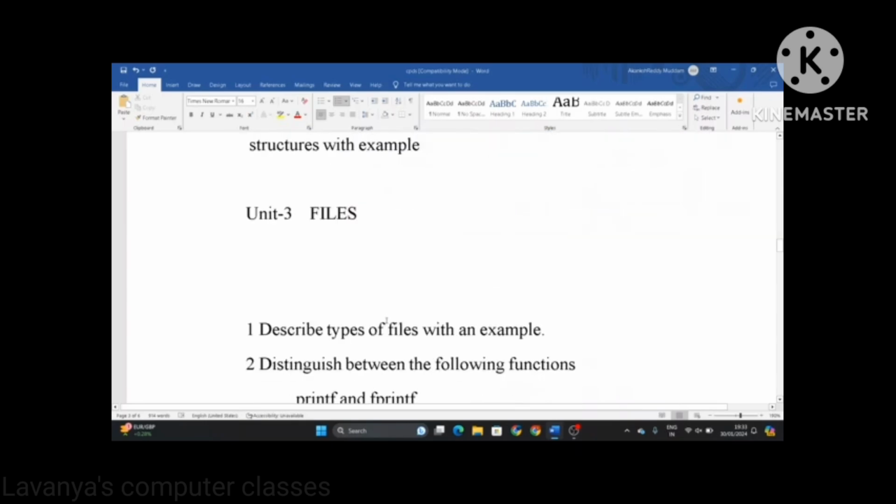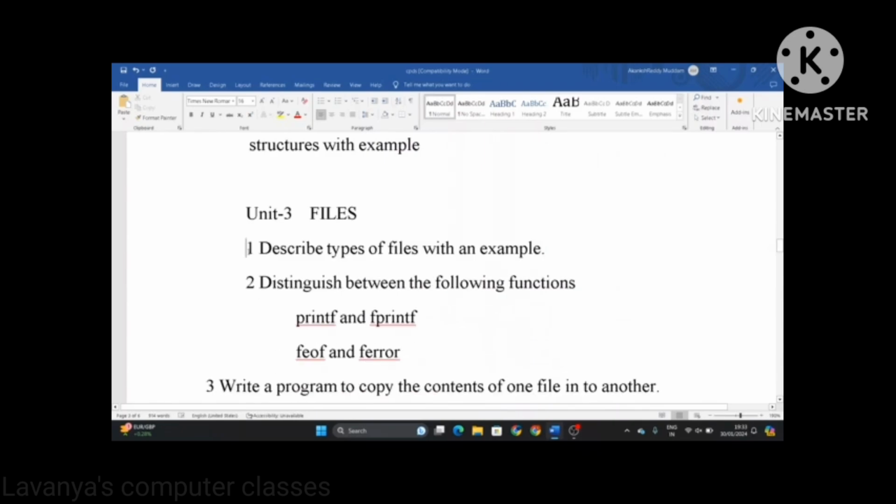Next, the unit 3 concept is files. The important question in unit 3 is, describe the types of files with an example.